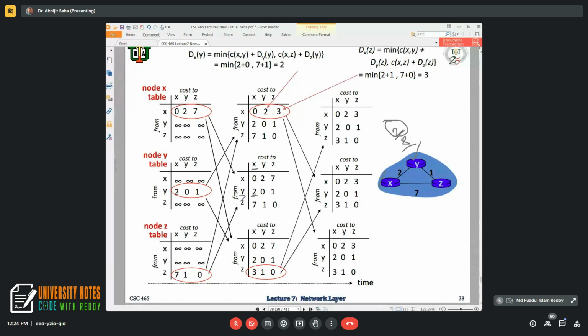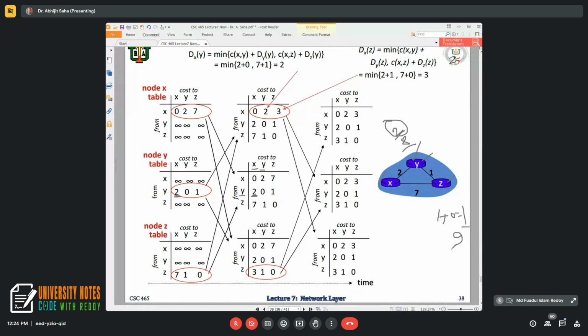Yes, sir. We had the 2, so we are keeping it 2 because 2 is the least cost between these two paths. Now Y to Y is definitely 0. It's 0 already, so we do not need to test. Y to Z: if you're going from Y to Z, the formula is cost of Y to Z plus dz to Z. That means 1 plus 0, which is 1. And for the other path, it is cost of Y to X plus dx to Z, which is 2 plus 7, that is 9.